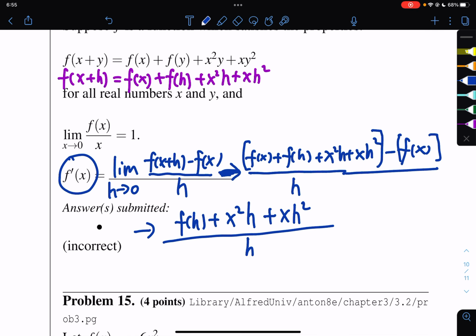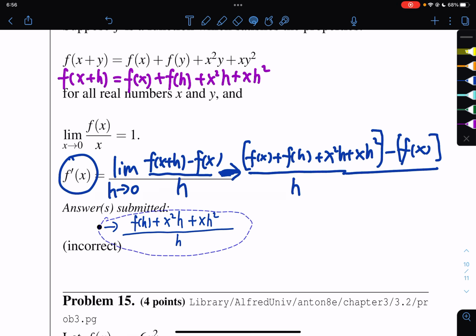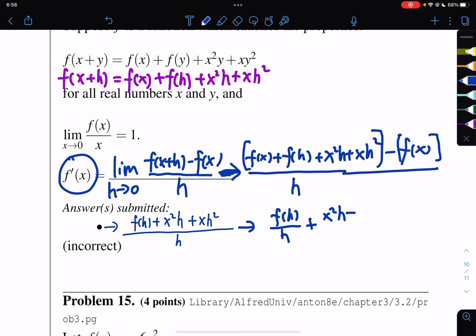Well, for this problem, the second half of it is something that looks pretty intuitive. It looks like our limit question. So what we can do is we can divide and conquer. I split it in two sub-limit questions. The first one is the one that's not intuitive, and the second one is the x squared h plus xh squared over h. Don't forget we are still sending h to 0.